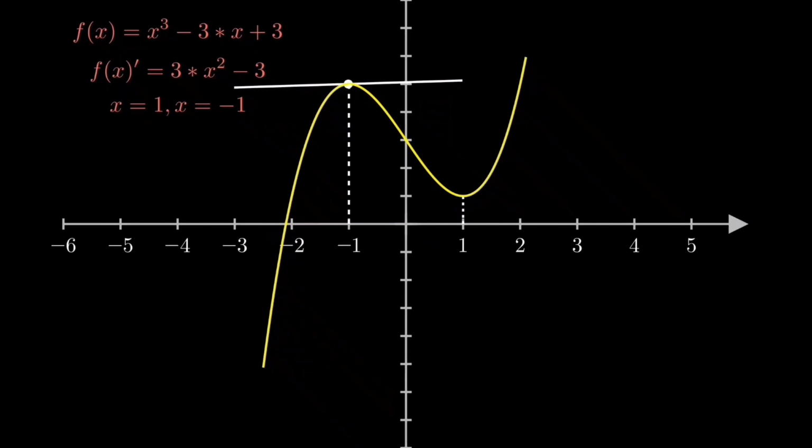So at x equal to minus 1, the slope of the tangent line is 0. We can also notice that at x equal to 1, the slope of the tangent is also 0. We can also think of this as the local minima and local maxima in the interval minus 2 to 1.5.